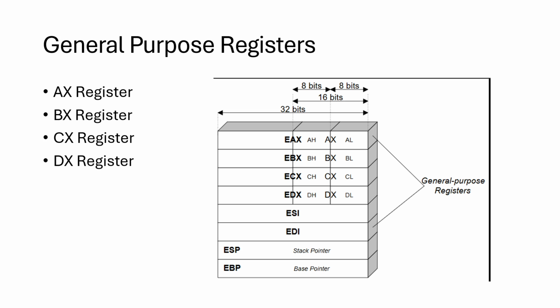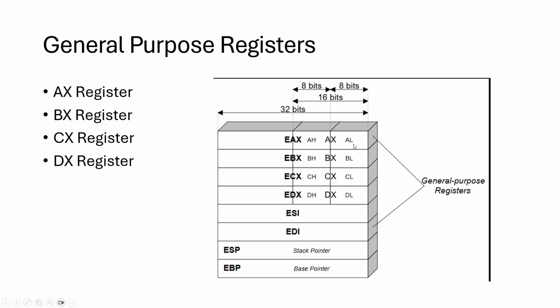Then we have these general purpose registers. General purpose registers are the 32-bit EAX, EBX, ECX and EDX. These 32-bit registers, as you can see here, can be divided into 2 or 3 parts. For example, in the first one we have EAX. AX is the rightmost 16 bits of the EAX.